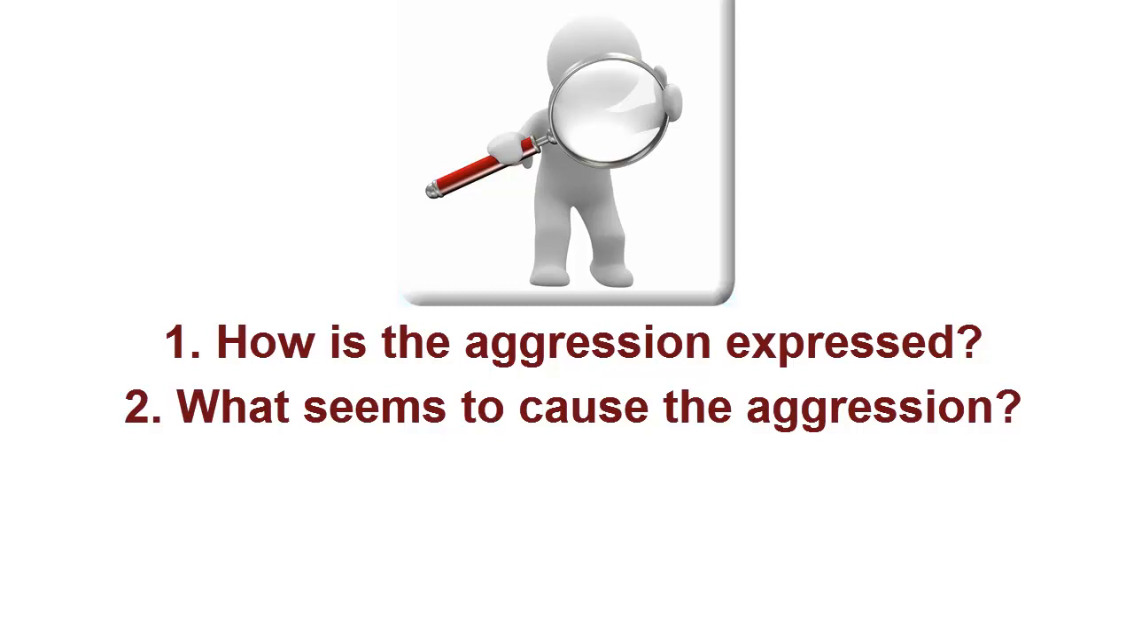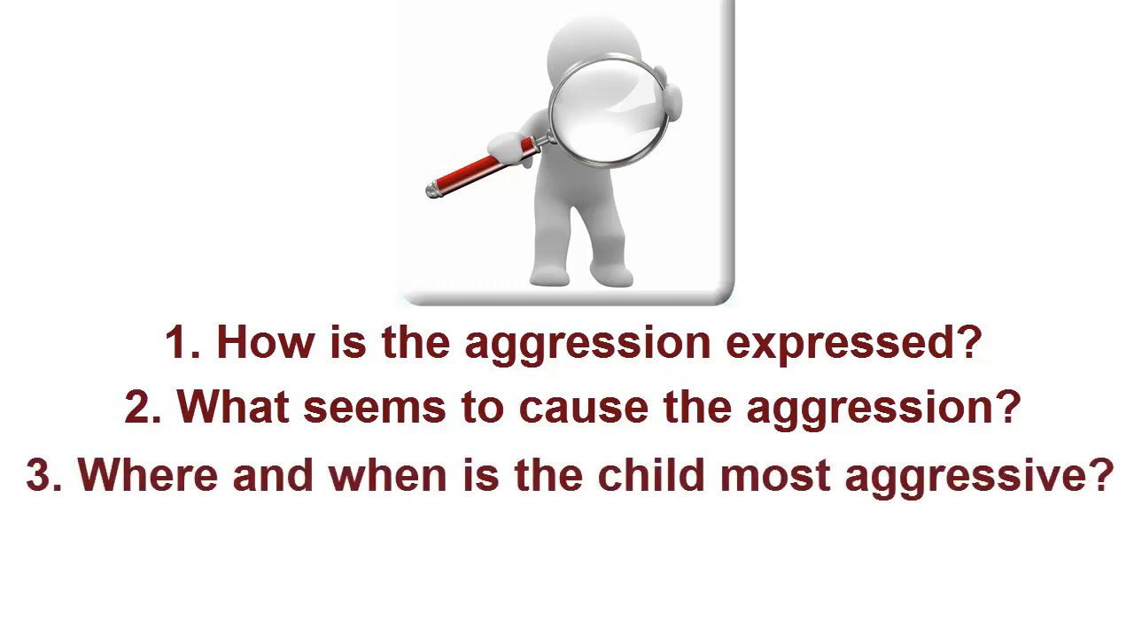The third question that you'll need an answer to is, where and when is the youngster most aggressive? A child with Asperger's or high-functioning autism may have difficulty coping with stress in unfamiliar or noisy locations, or when he is simply tired or overheated. Understanding where and when he becomes aggressive can provide important clues as to why the aggression is occurring.